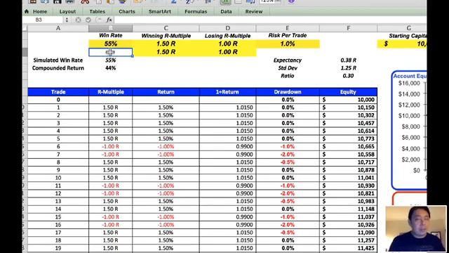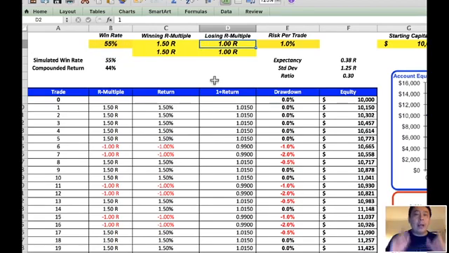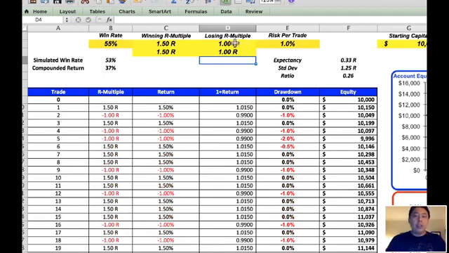So put 55%, and for the losing R multiple, put 1 and 1. This is the minimum loss and maximum loss. We always keep it as 1R, right? Because we always place our stop loss and we always lose 1R when it hits our stop loss. We always honor the stop loss. Never ever remove the stop loss. Okay, unless you want to die.